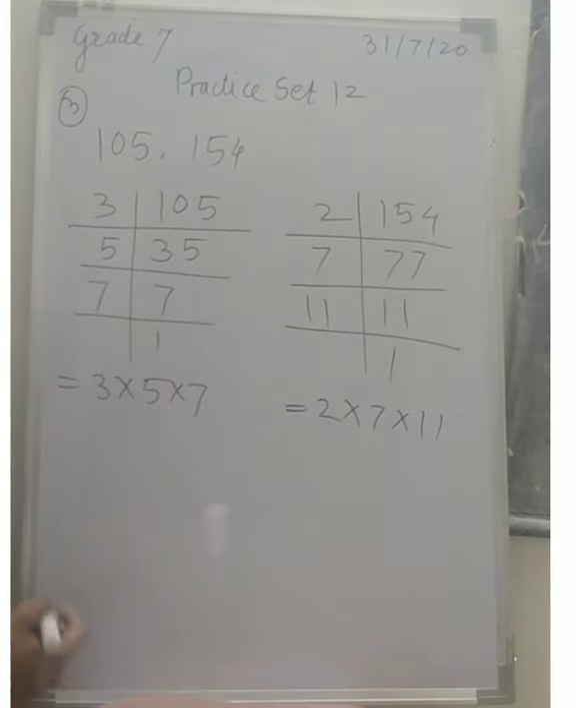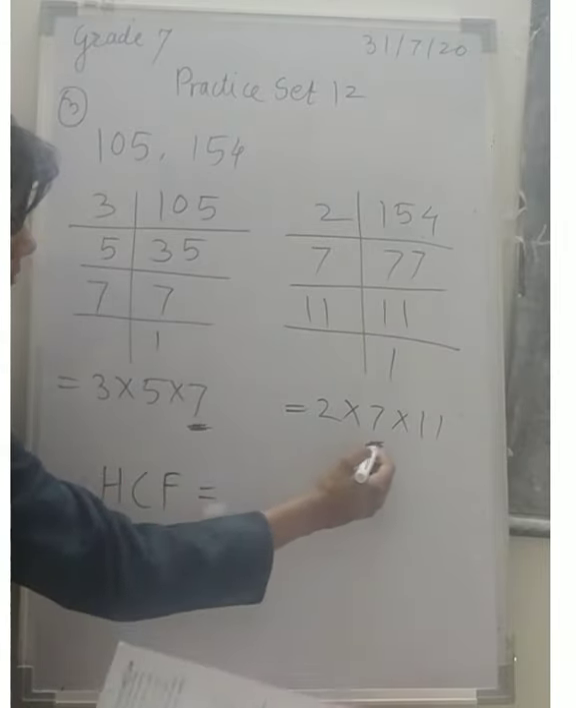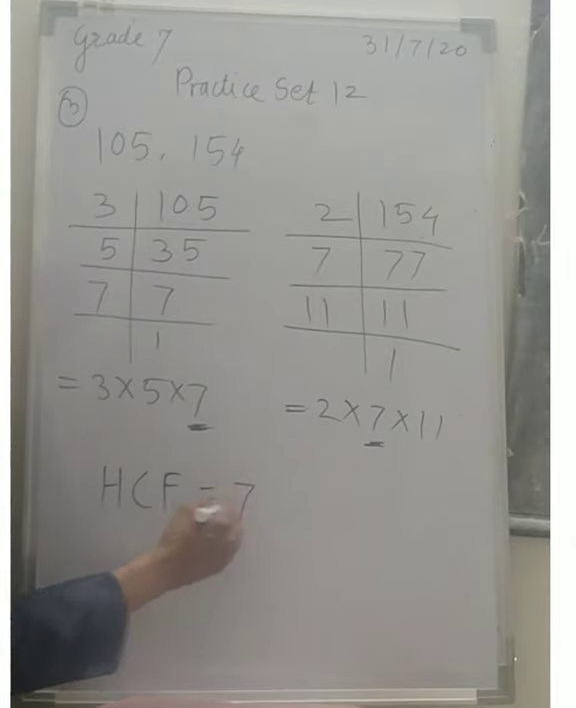Now what is the HCF? We have 7 as the common factor. So the HCF is 7.